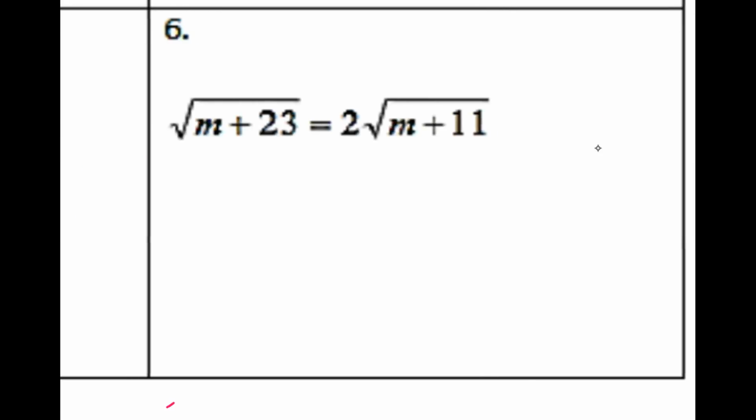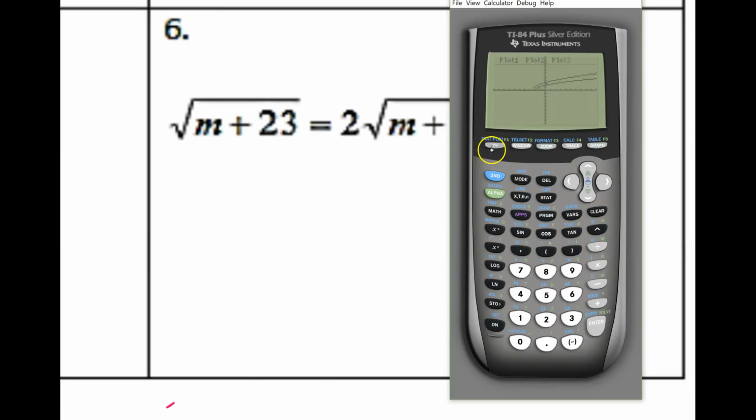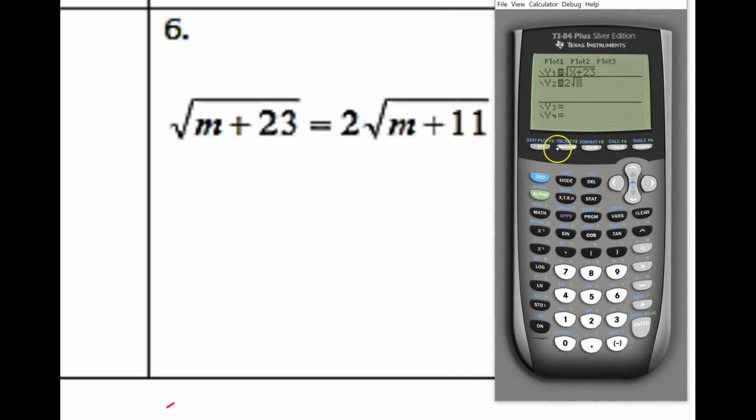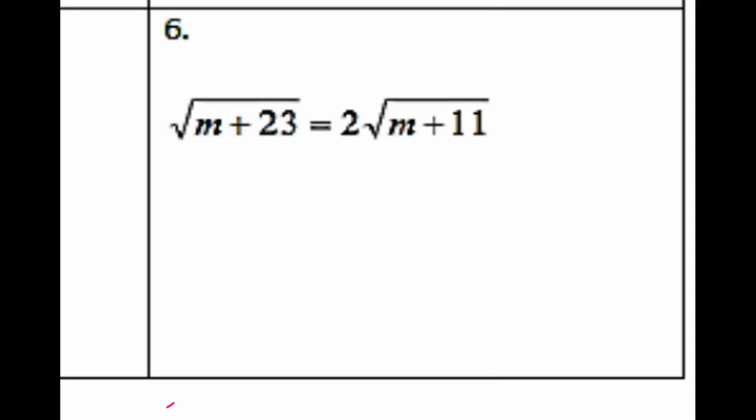All right, number 6. What should I do first? Calculator. So I have the square root of x plus 23, and then I also have 2 square root of x plus 11. How many solutions should I end up with? One solution. Now I can solve.